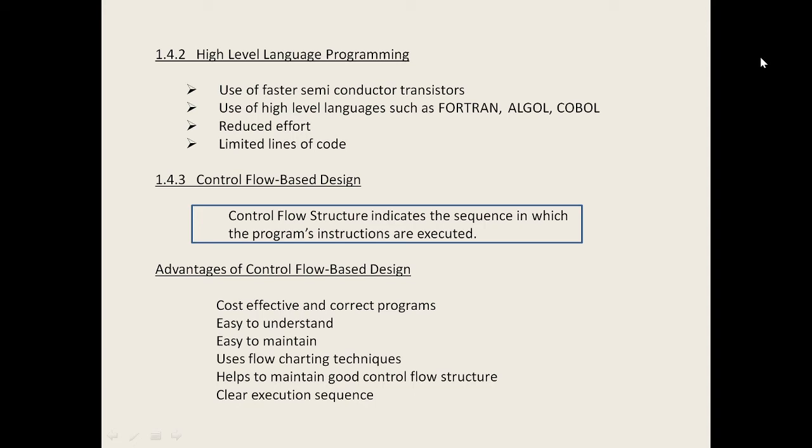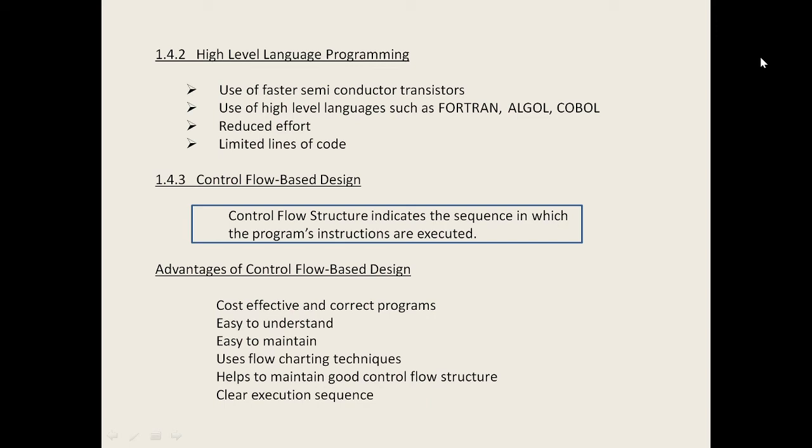So, to solve this problem, experienced programmers advised other programmers to pay particular attention to the design of the program's control flow structure. So, if the program has a good control flow structure, the program would be easier to understand and maintain, easier to understand by others also. So control flow structure indicates the sequence in which the program's instructions are executed. That is the sequence, the series with which the program's lines or statements are executed. So this flow of execution of the statements is stated as the control flow structure.